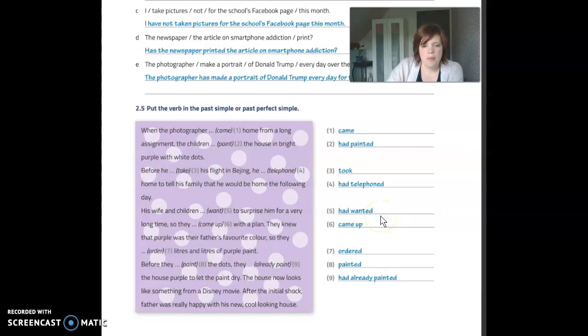They knew that purple was their father's favorite color, so they ordered liters and liters of purple paint. Before they painted the dots, they had already painted the house purple to let the paint dry. Had already painted happens first in the past perfect tense. Okay? So keep this in mind when you're telling a story. Actions that happen before other past actions always come in the past perfect.